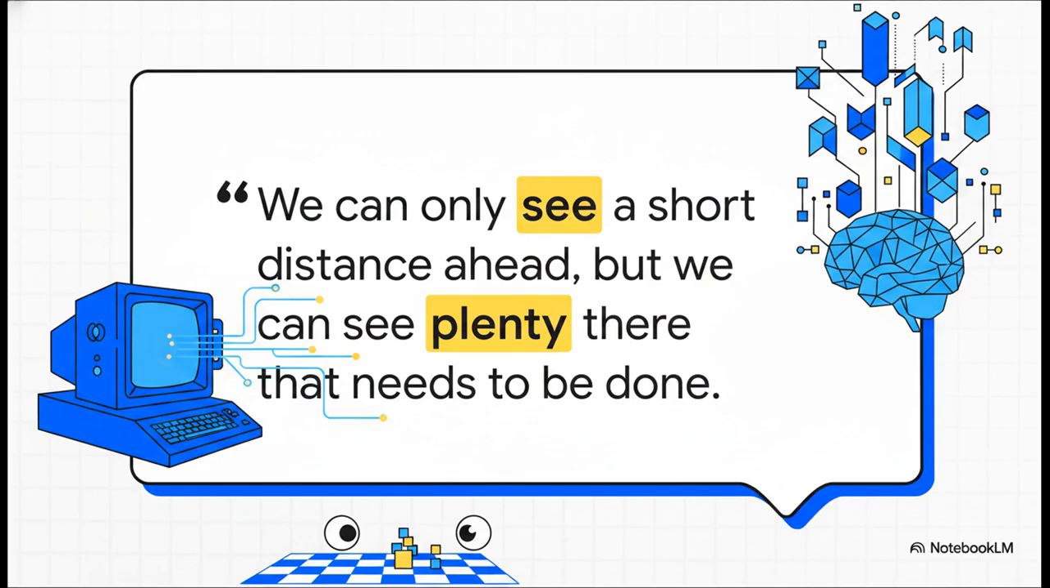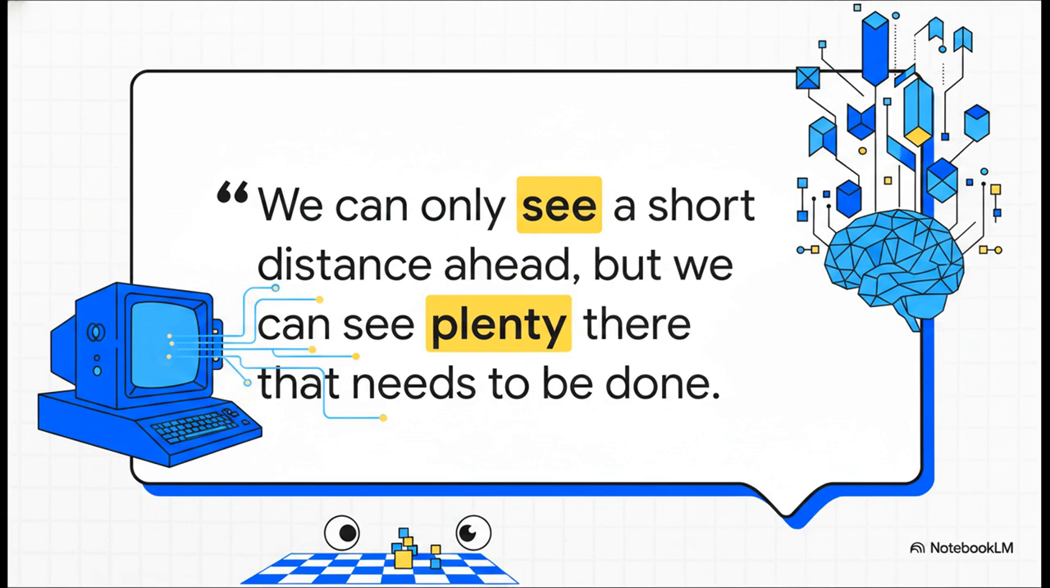We've reached the end of our explainer, and I want to leave you with this final, truly provocative thought from the very end of Turing's paper. We can only see a short distance ahead, but we can see plenty there that needs to be done. Turing didn't have all the technical answers in 1950, for sure, but his vision perfectly laid the intellectual groundwork for everything we are doing with AI today.